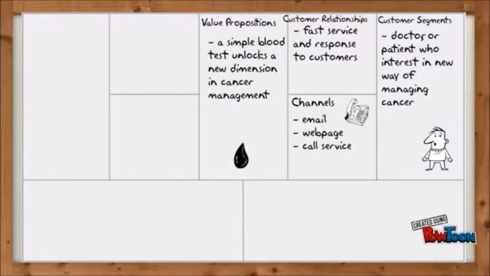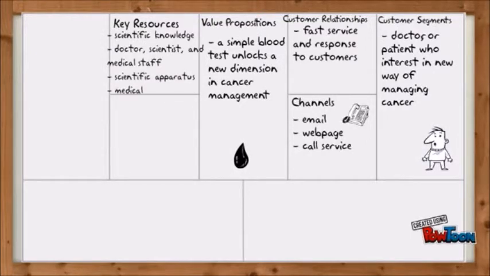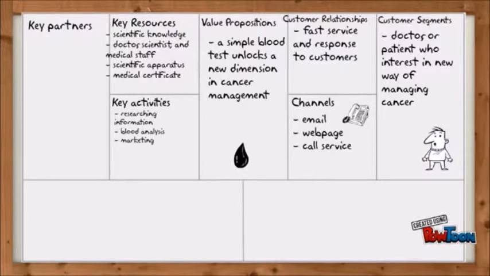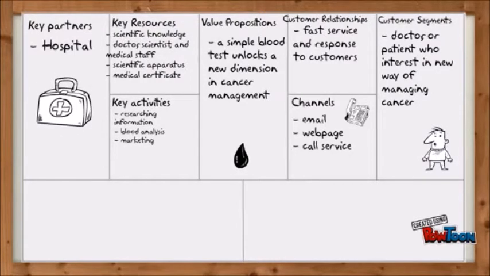The fifth one, key resources. Guardant 360 needs scientific knowledge, medical staff, and doctors to process the service, also scientific apparatus and medical certificate. The sixth one, key activities. Researching and gathering information, blood analysis, which is their main service, also marketing and advertising. The seventh one, key partner. The only key partner for Guardant 360 is hospital. Guardant 360 can provide service to customers by using hospital as a medium.